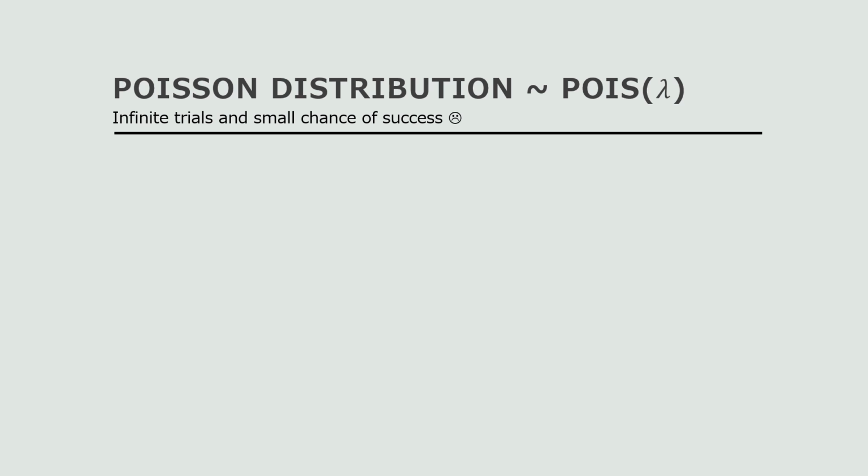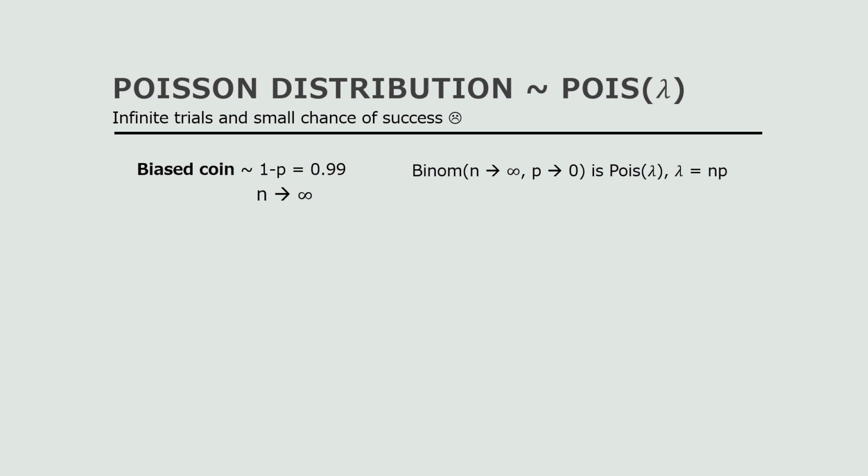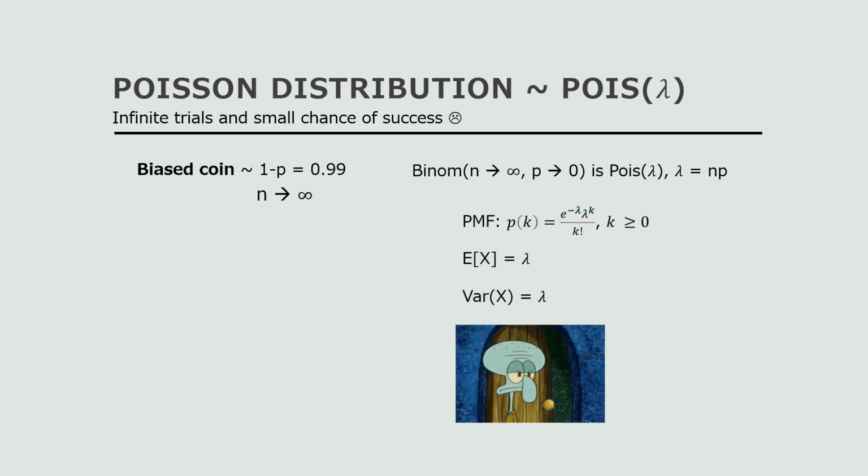Alright, we're in the home stretch now. The last distribution we discussed is the Poisson distribution. Sometimes we have situations where there's a very high chance of failure. We can denote this distribution, which is a binomial distribution with n approaching infinity and p approaching 0, as a Poisson distribution. Unlike the binomial distribution, we only have one parameter lambda, which is equal to np. The PMF is then represented as shown, and both the expectation and variance are lambda.